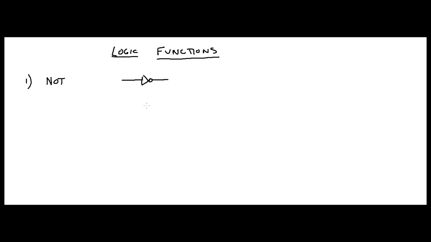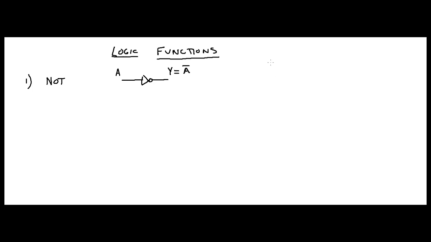Got it? So suppose we have an input A. Now the output, let's just call Y. Now Y is basically going to be a function of A. So we're going to say Y equals A bar. Now what does this mean, bar? What does that bar mean? Basically it means the complement.